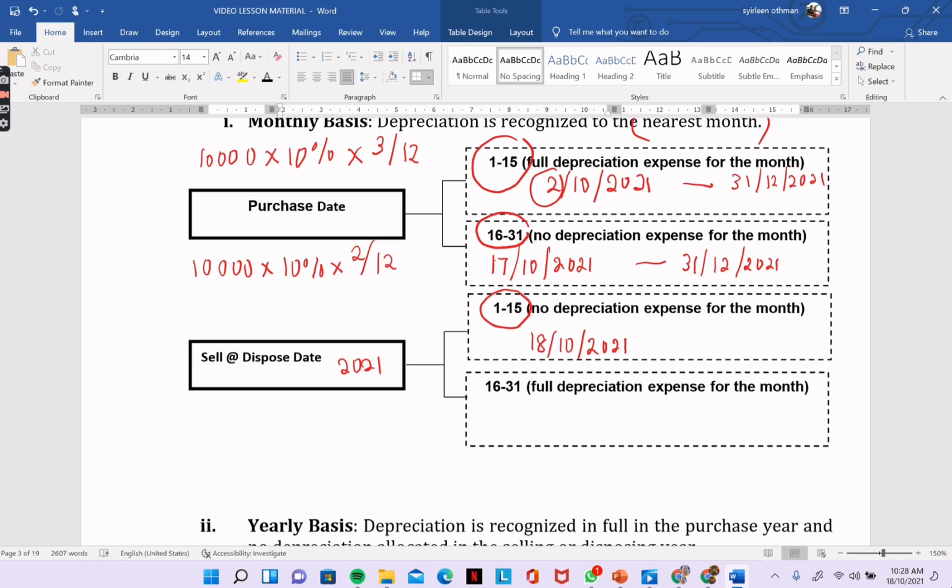The thing here is we are selling it on the 18th of October. So that means kita kena kira dulu, calculate dulu the depreciation, then you need to declare the depreciation. Then only the amount will be accumulated in the accumulated depreciation ledger. Okay, so how many months will be calculated for the depreciation expense for that particular asset for the year 2021?